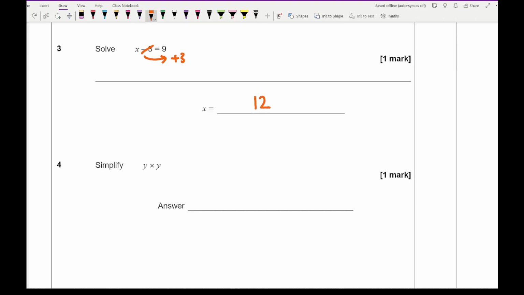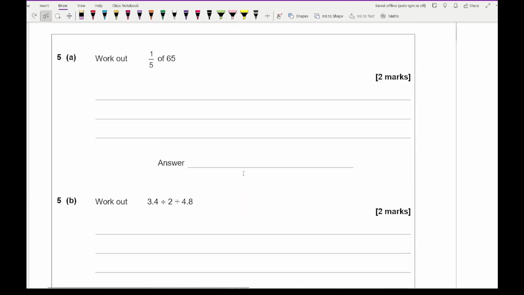And again, for 1 mark, you don't have to show your working out. For 1 mark questions, just writing the right answer would be fine. And similarly for question 4, y times y is y squared. Moving on to question 5, it says work out 1/5 of 65. So again, what we do here is we divide by the denominator and multiply by the numerator. So it's going to be 65 divided by 5.